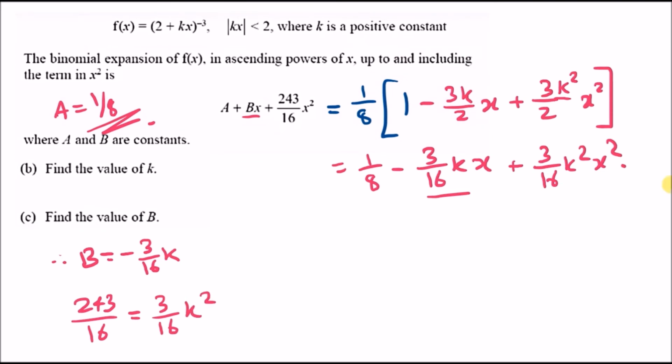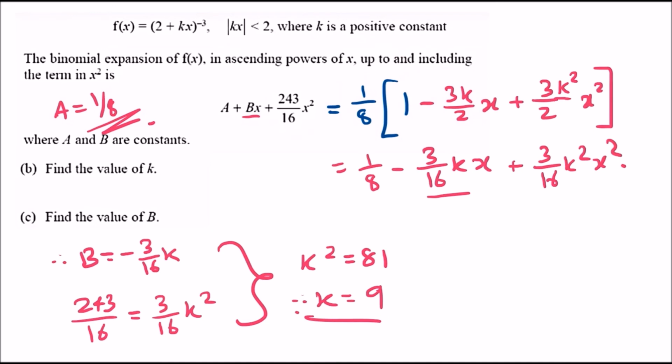Alright, this is fine. So we can solve the second equation and find b straight after. Making k squared the subject, we divide 243 over 16 by 3 over 16. Put that in the calculator, and you should get 81. So k squared equals 81. This means that square rooting gives us plus or minus 9, but in this case we want 9, because in the very beginning it said k is a positive constant.